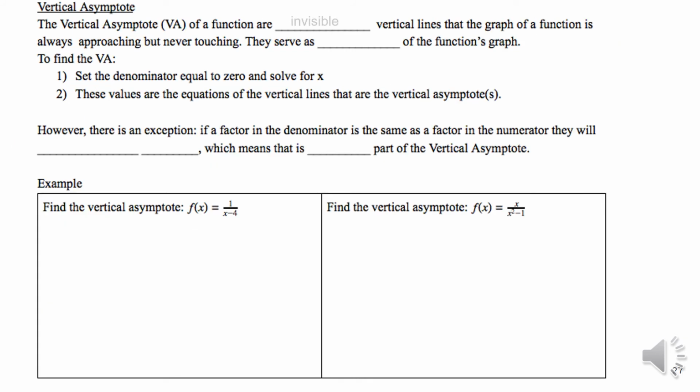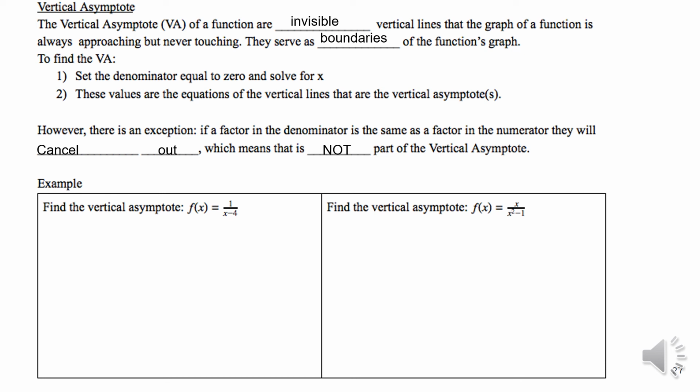Vertical asymptotes of a function are invisible vertical lines that the graph is always approaching but that it never touches. They serve as boundaries for the function's graph. To find the vertical asymptote, we set the denominator equal to 0 and solve for x. So those values that were excluded in our domain are actually our vertical asymptotes. However, there's an exception. If a factor in the denominator is the same as the factor in the numerator, they will cancel out, which means that it is not a part of the vertical asymptotes.